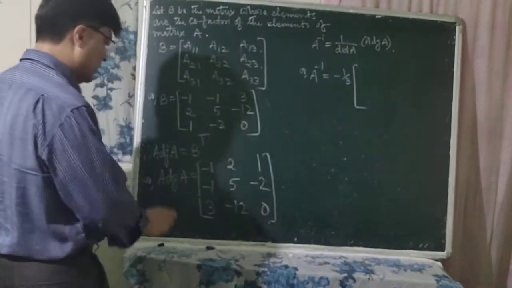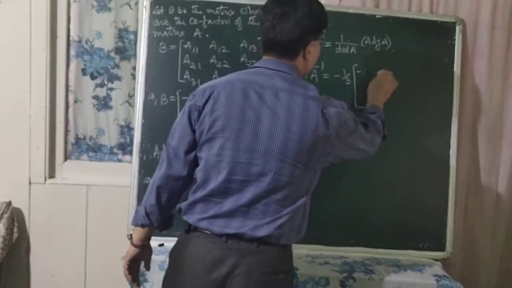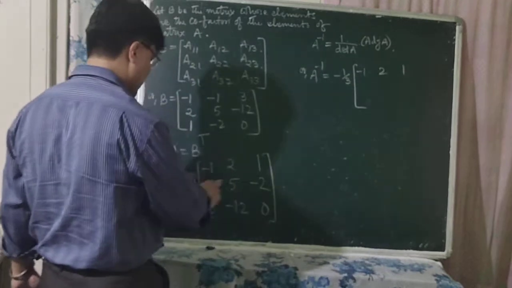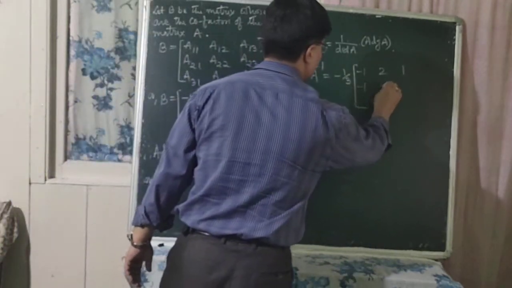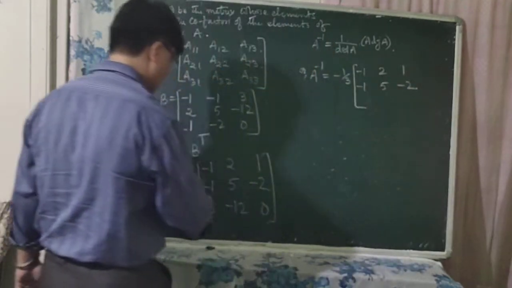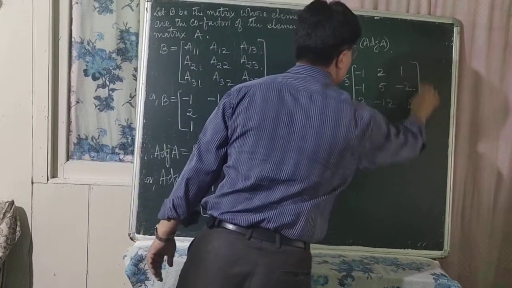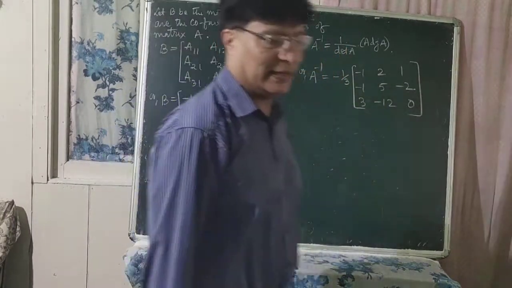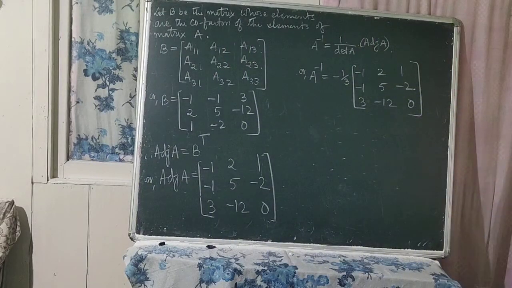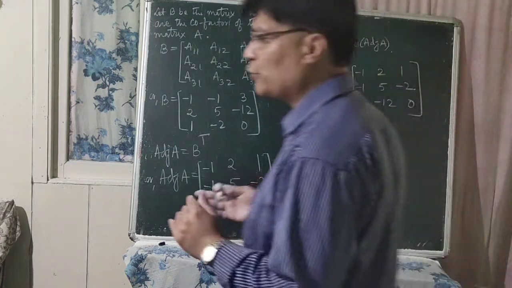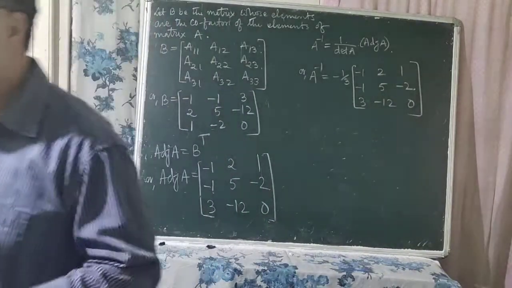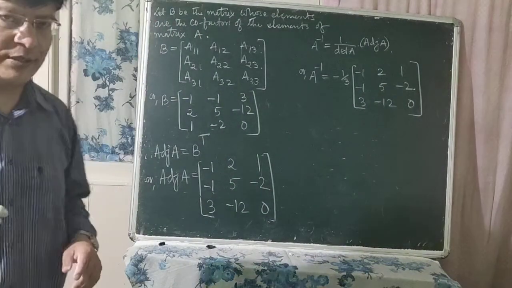Now write down ADJ A. What is ADJ A? -1 2 1. Then -1 5 -2. Then comes 3 -12 0. So this is your A inverse. Okay. Now you know how to get the inverse of the matrix A. So using this inverse matrix, you have to solve the three given system of equations, right?